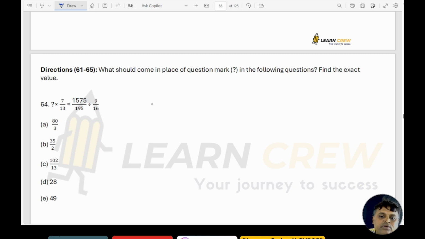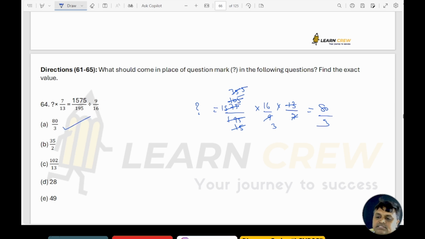Next, if you observe here, the question mark would be 1575 divided by 195 into 16 by 9 into 13 by 7. If you simplify this, 13 15s are 195, 1575 5s are. Then how much am I going to get here? 3 3s, 3 3 5s, 7 5s. So 16 5s are 80 by 3. So 80 by 3 is the answer.